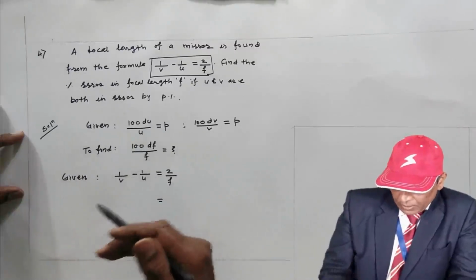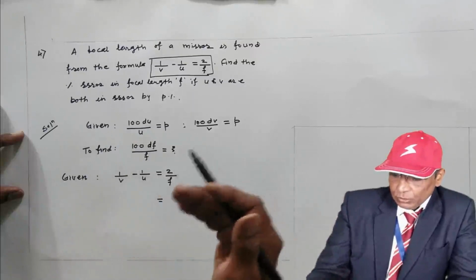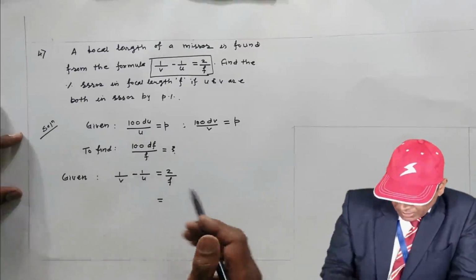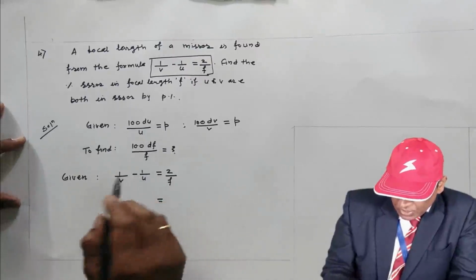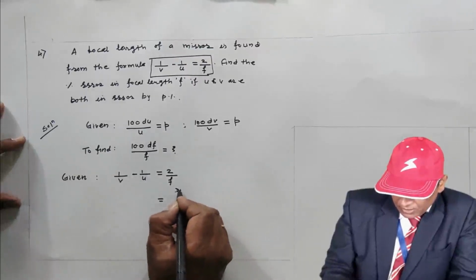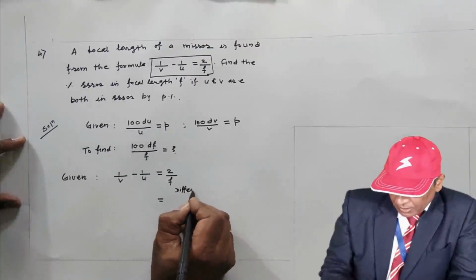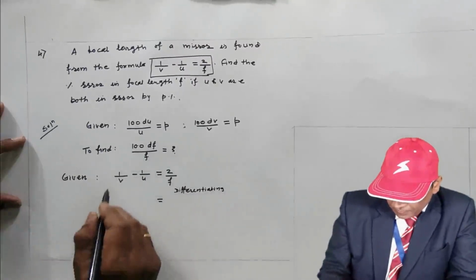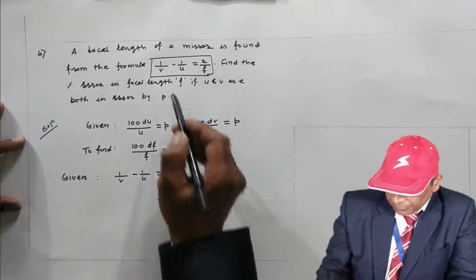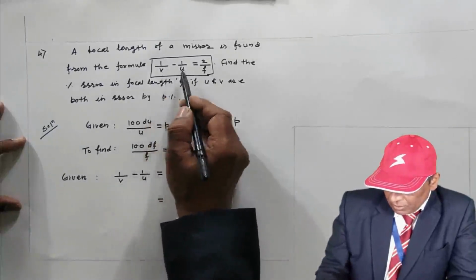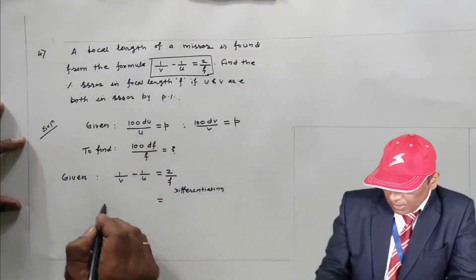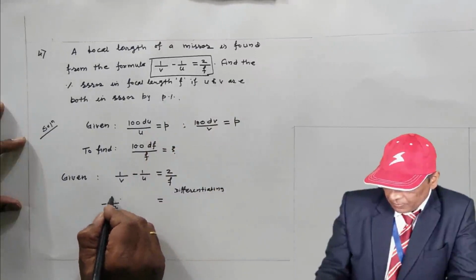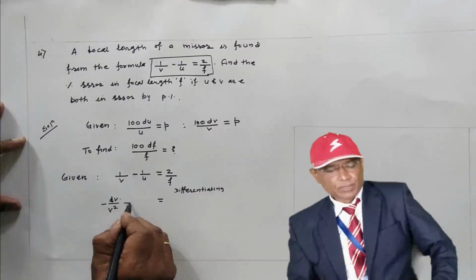Okay. Here you don't forget that U, V are variables, F is a variable. The derivative of 1 by V is minus 1 by V square dV. The derivative of minus 1 by U is plus 1 by U square dU. And the derivative of 1 by F is minus 1 by F square dF, and 2 is there. Isn't it?